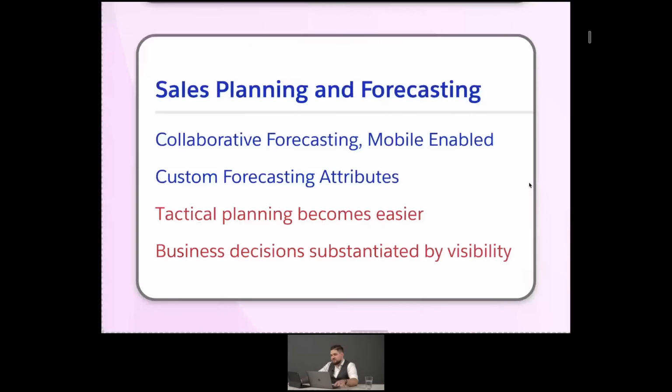Another one is sales planning and forecasting. What we can do here is, of course, collaborative forecasting, which is mobile enabled, so you can access this data right from your mobile device, and custom forecasting attributes to modify existing models to meet your company needs. And as the result, well, we have data-driven budgeting. We have more accurate tactical planning, which becomes possible. We have more accurate resource and financial management with better decisions.